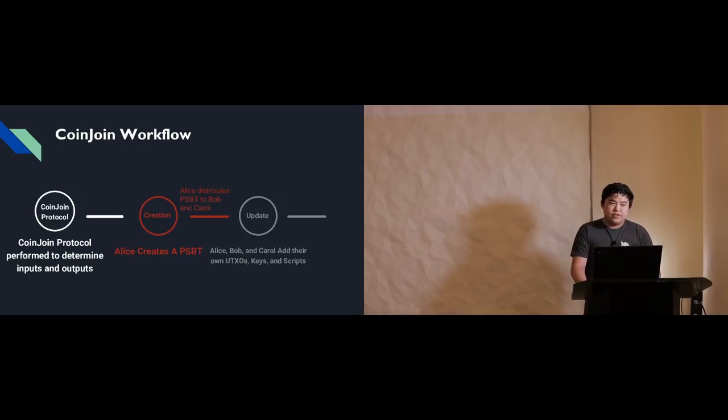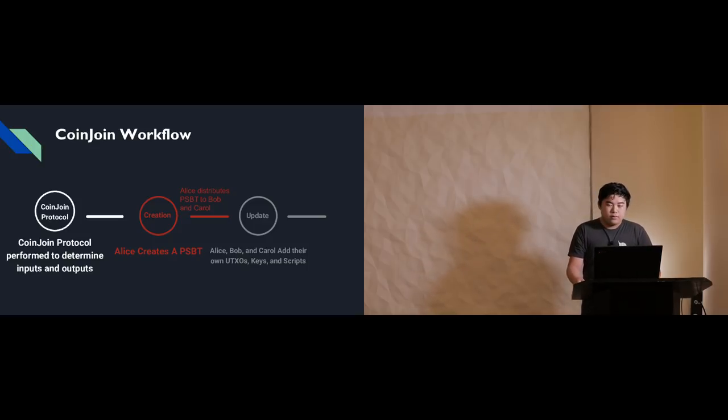So in the first step of the coin join, you're going to do some coin join protocol. This could be like JoinMarket, CoinShuffle, or ZeroLink, but somehow some protocol happens where everyone figures out what inputs and what outputs they're going to use in their transaction. Then whoever's coordinating that coin join, let's say in this case it's Alice again, she's going to use the information from the coin join protocol to create a PSBT. Once she creates it, she's going to send this PSBT to Bob and Carol. It's going to actually be blank. They have no information on it.